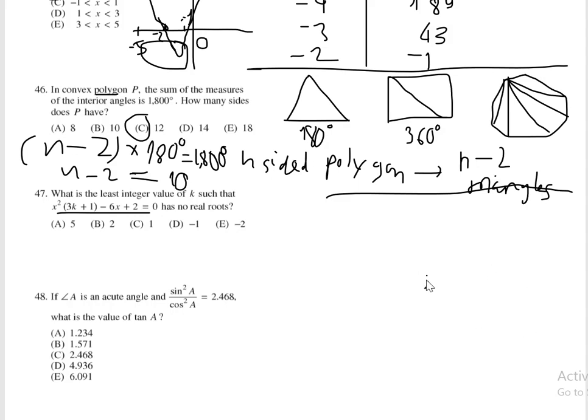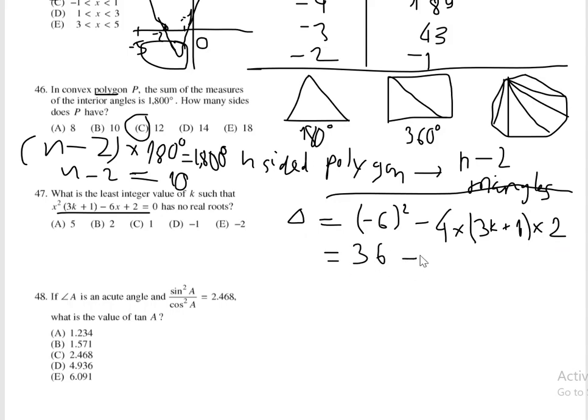So our delta in the equation is b squared, which is minus 6 squared, minus 4 times a, which is 3k plus 1. a is the first coefficient, times the last coefficient, which is 2. Okay, and this is 36 minus 8 times (3k plus 1).